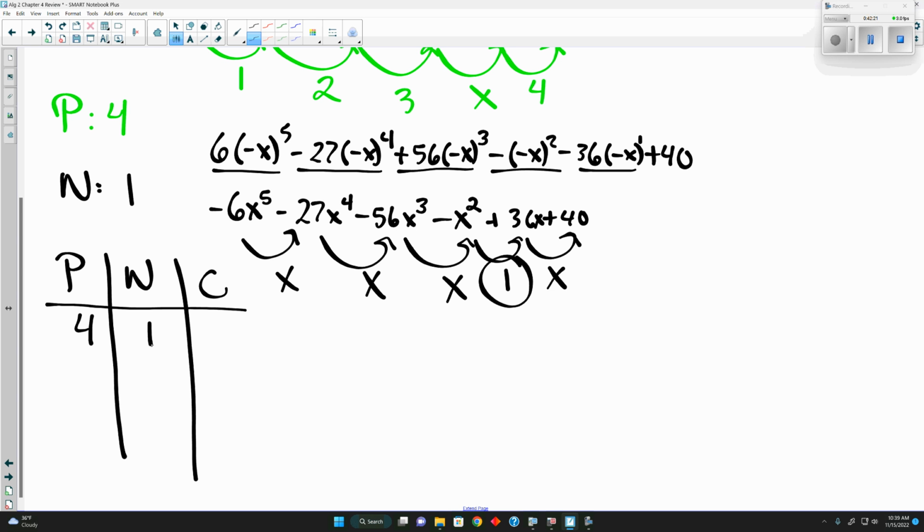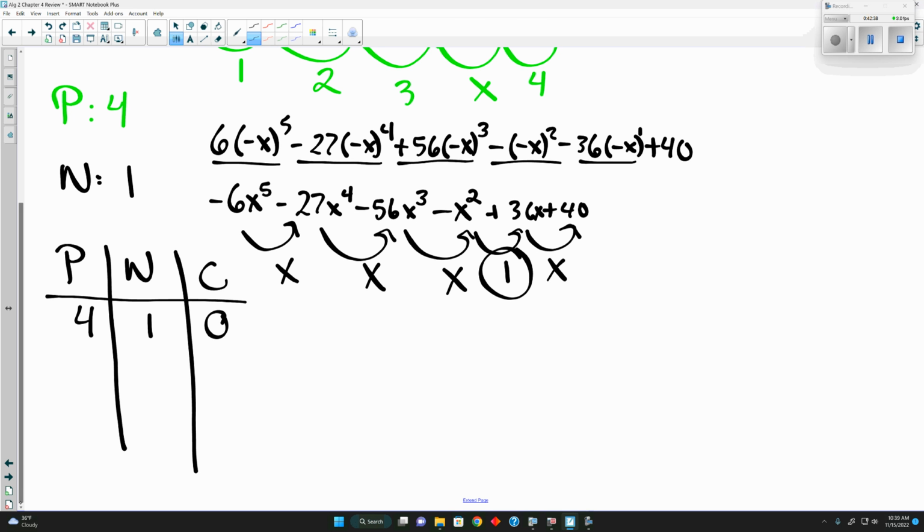Now, how many solutions should we have for this here? 5, yes? So the most positive we can have is 4. The most negatives we can have is 1. 4 and 1 gives a total of 5, yes? So are they all accounted for? So it'll be 0 complex.